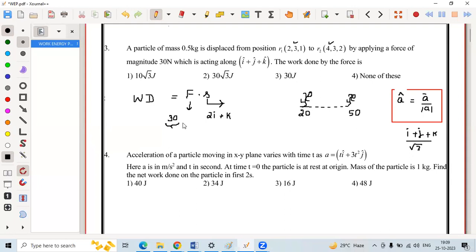Okay. Now I need to keep this entire thing here: i plus j plus k by root 3. Here, space constraints, let me write again. F is a vector, so I need number and direction. The number will be taken care of by 30. Direction will be taken care of by i plus j plus k by root 3. This entire thing will decide direction, and this will decide number. Similarly, S is final minus initial, which we already found: 2i plus k. If you do this, you'll get the answer. That's all, in between is the dot product.